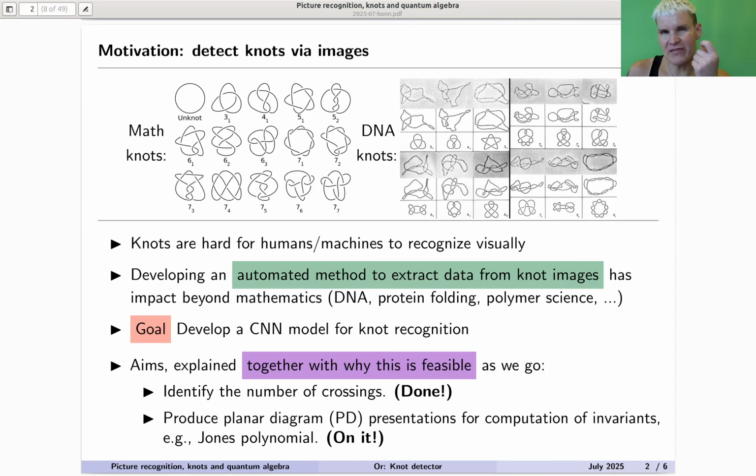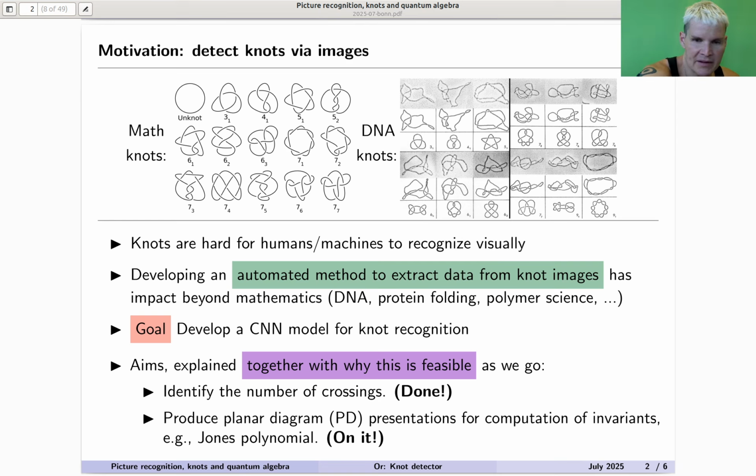It's kind of a mixture between the standard machine learning type thing and classical algorithms, right? So you use picture recognition to find an algebraic interpretation and then use a classical algorithm to compute an invariant and to recognize the knot. That's the whole idea. But that's work in progress, and today I would just like to look at this easier problem of simply identifying the number of crossings.